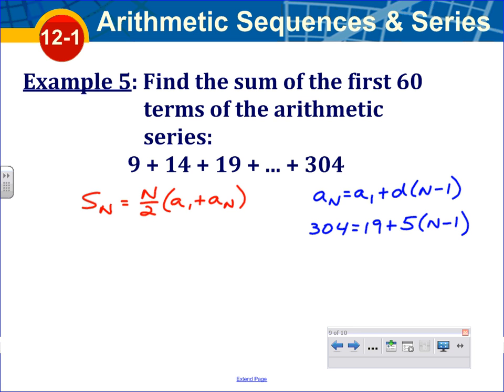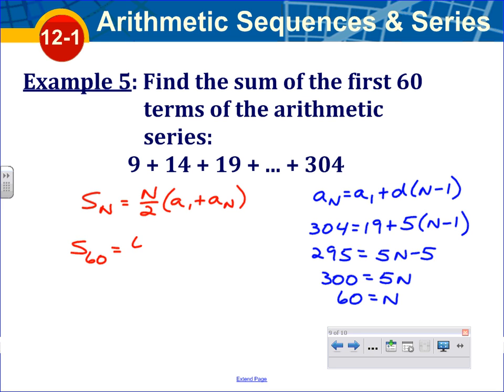So if I subtract the 9 and distribute the 5, I get 295 equals 5n minus 5. Add the 5 to both sides and divide by 5. So 60 is my n. So 304 holds the 60th position in that equation. So if you were to just keep adding 5 each time until you got to 304, you would have to do that 60 times and keep adding. Again, very annoying. So I'm finding the sum of the first 60 terms. So it's going to be 60 over 2 times my first term, which is 9, plus my last term, which is 304.